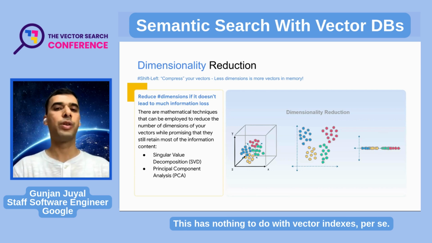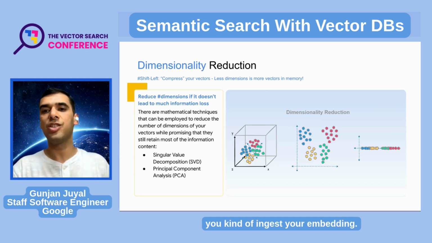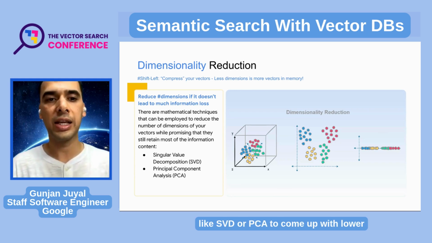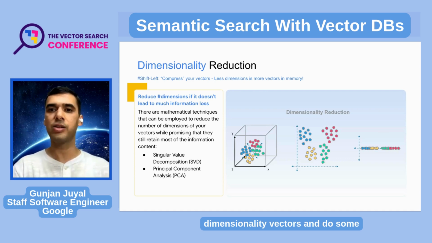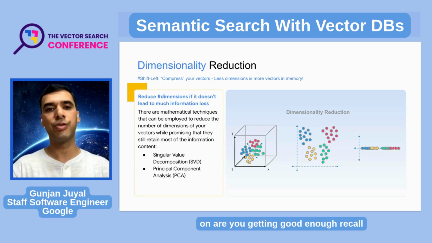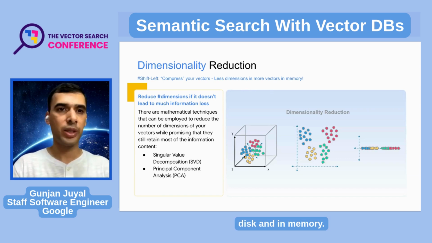This has nothing to do with vector indexes per se. This is a technique you can employ even before you ingest your embedding. So you can generate your embeddings and apply techniques like SVD or PCA to come up with lower dimensionality vectors and do some performance benchmarking on whether you are getting good enough recall. That will greatly reduce the size of vectors on disk and in memory.